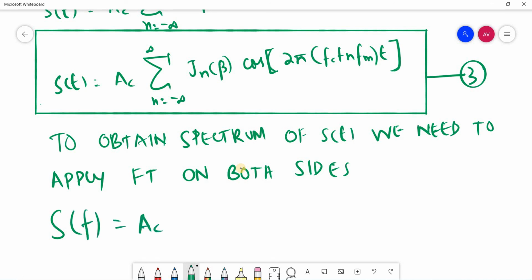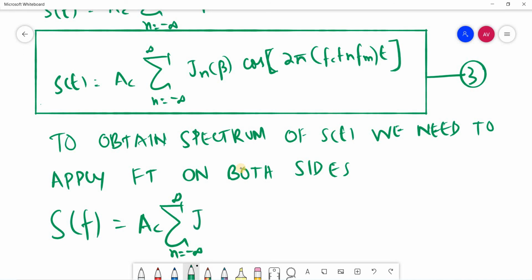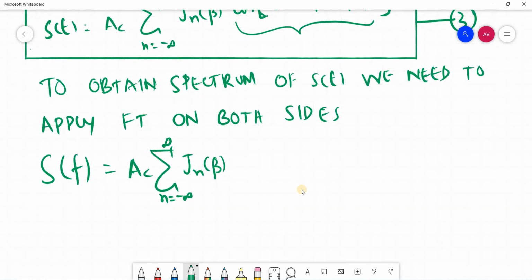That is equal to AC times summation n from minus infinity to infinity. This Jn beta is a constant; for a particular beta, Jn beta will be a constant, so I am writing Jn beta as such. Now what is the Fourier transform of cos 2 pi fc t? We have already seen it many times.